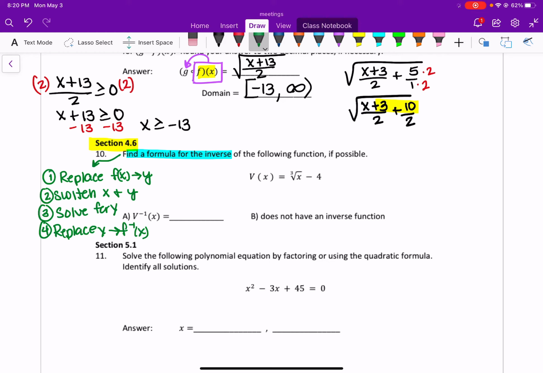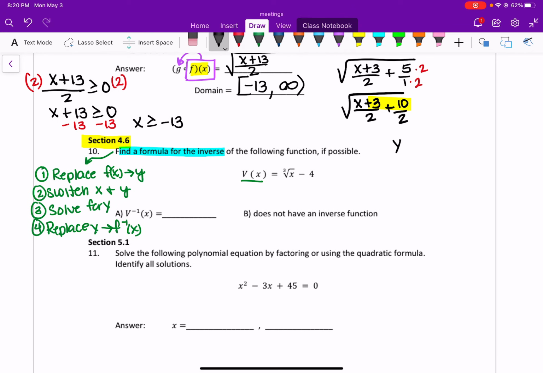Okay, so that means in this case, instead of using an f, we're using a v, but it's the same process. We're going to replace that v of x with y. So we have y equals the cube root of x minus 4. Then we take the y and the x and we switch their positions. So x is equal to the cube root of y minus 4. And then we're just going to go about solving for y.